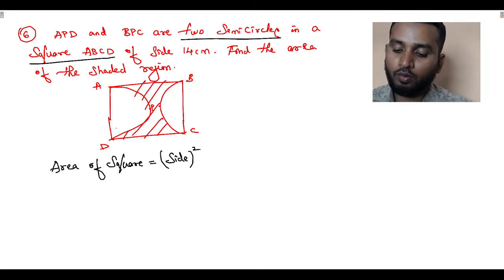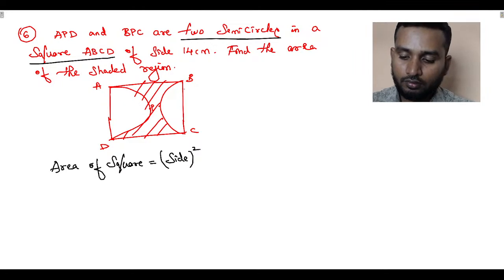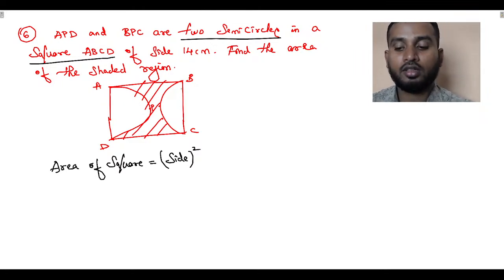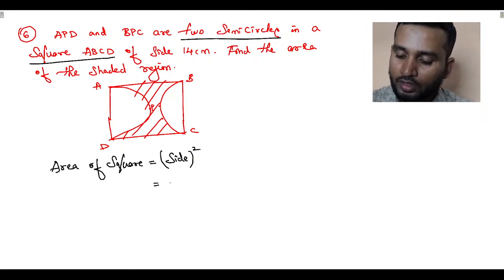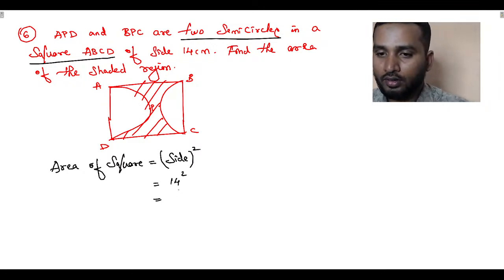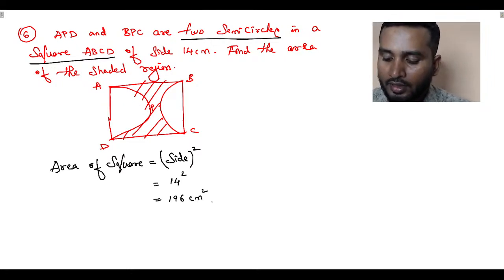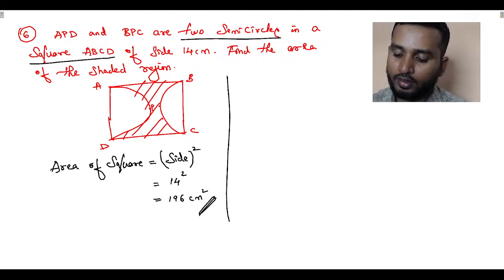So side, what is AB? AB is 14. We know that in a square all the sides are equal, isn't it? So 14 square, 14 into 14, how much? Very good, it is 196 centimeter square. So this is the area of a square.